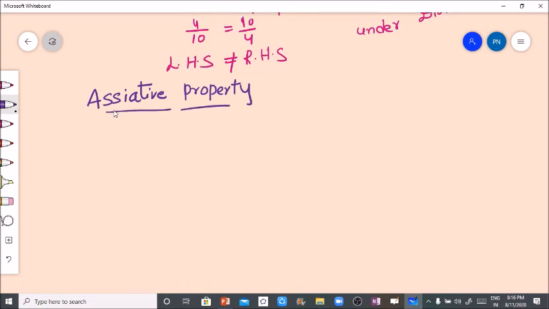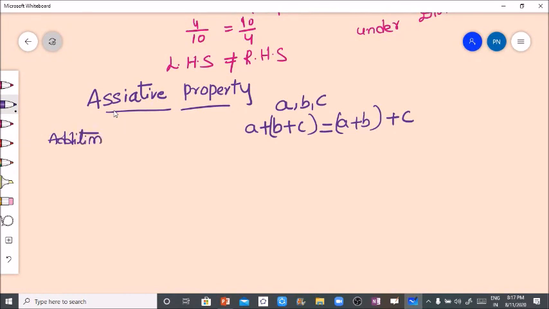Okay, right. Here, take any three numbers A, B, C. If we are going to add, we add the first two numbers or the second two numbers. First the first two numbers, then the third number. Is this equal or not? This is the associative property. For example, here I am going to take addition.